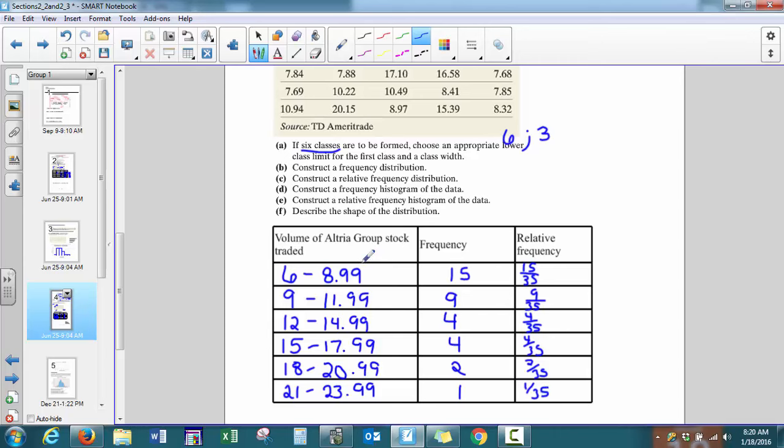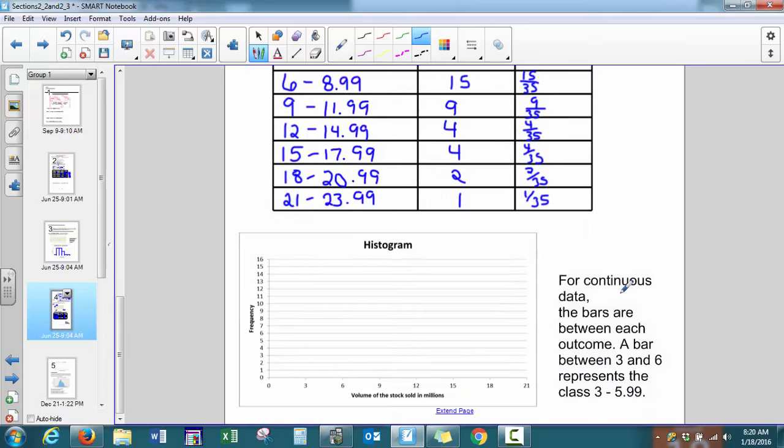So if your data is continuous or we want to group it, there are a couple of extra steps that you have to do prior to actually creating your graphs. So first column and third column give us our relative frequency distribution. Construct a frequency histogram of the data. When our data is continuous, our bars, the numbers should be in between the bars.